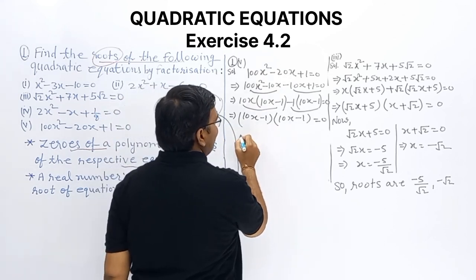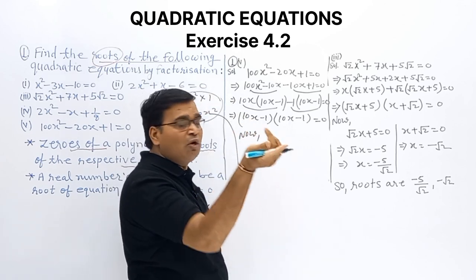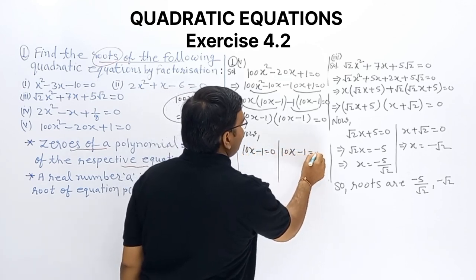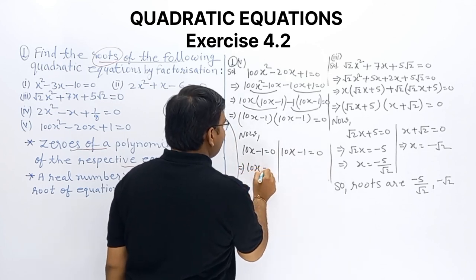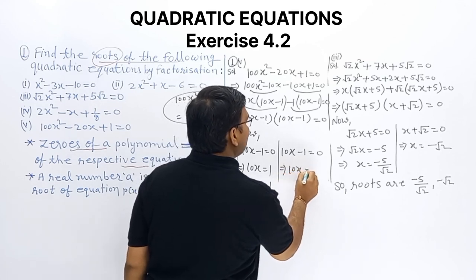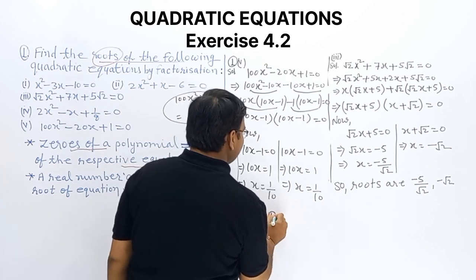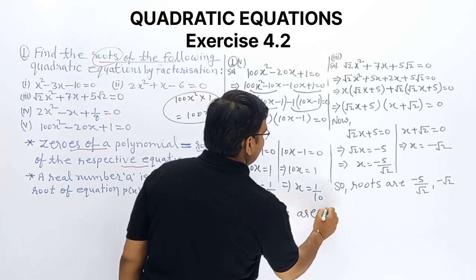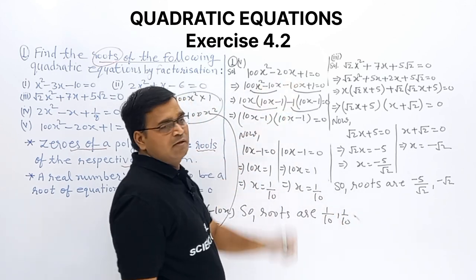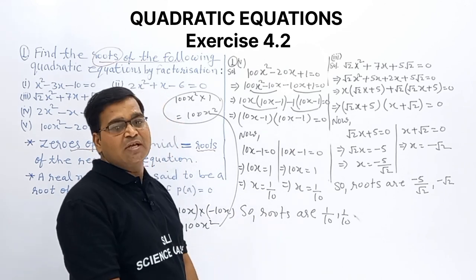Now we want the roots. For roots, we will put each factor equal to 0. So 10x minus 1 equal to 0. We can write 10x equal to 1, so x equal to 1 by 10. So the roots are 1 by 10, 1 by 10. Once we put 1 by 10 in this equation, we are getting 0 equal to 0. It means our roots are correct.